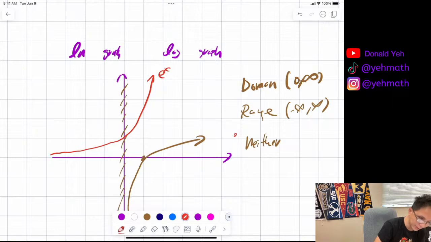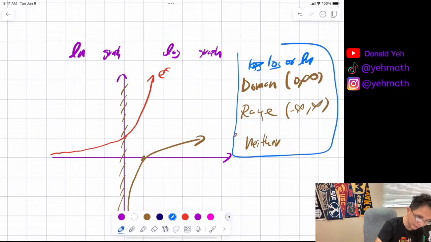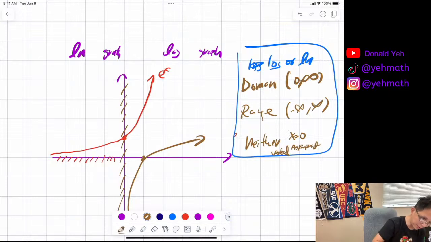So this is e to the x. This is the log graph, so log or natural log for this. And it has an asymptote here. It has an asymptote at x equal to 0. It's a vertical asymptote. Now e to the x is different.